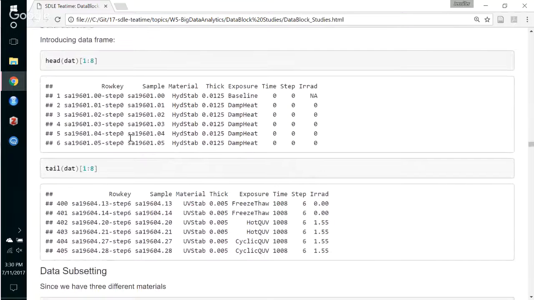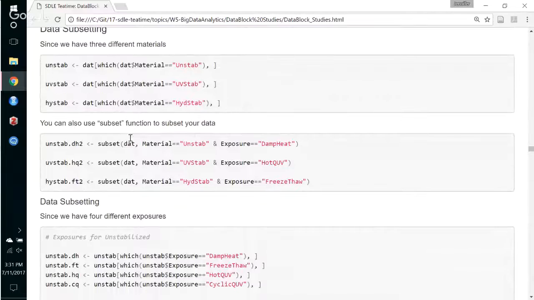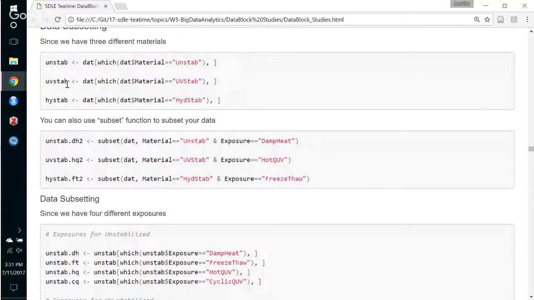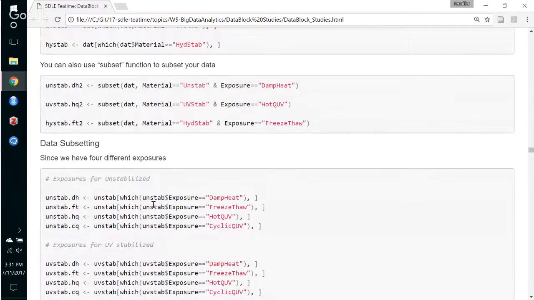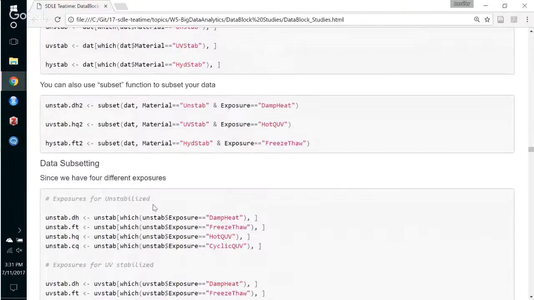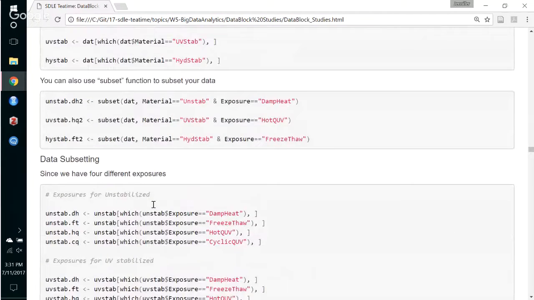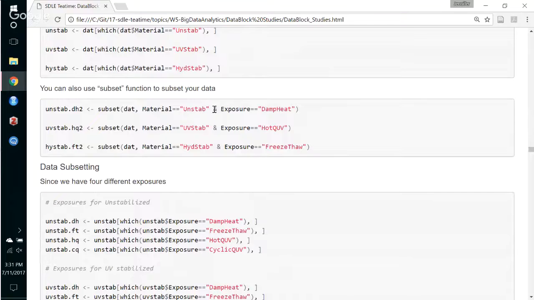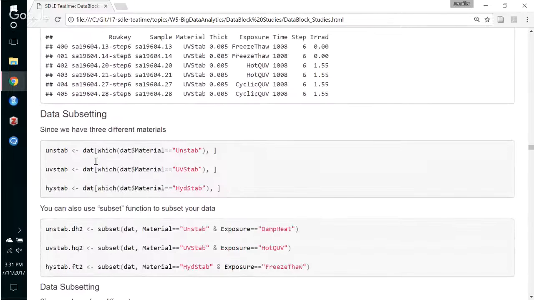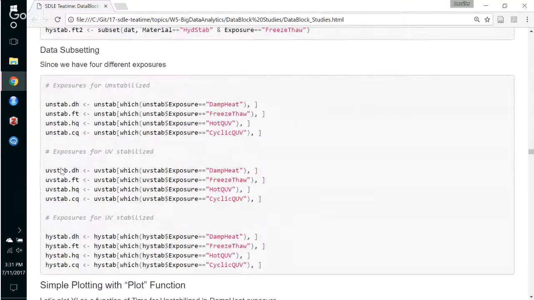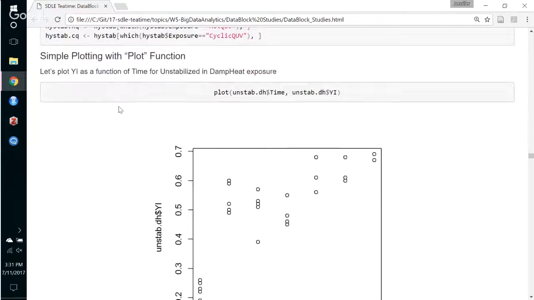So when we have all of these observations in the data frame, then we can subset the data. He's subsetting based on the type of PET, so unstabilized, UV stabilized, and hydrolytically stabilized. And then he's further subsetting by the exposure type. There's maybe a simpler way to do this, which I'm not sure he shows. Oh, this is probably the simpler way to do this. Here, we're subsetting by 2 factors, but you can, of course, subset by 2 steps. And if you wanted a data frame with everything of one type, then that would probably be the best way to do that. And then you can go on to plot.